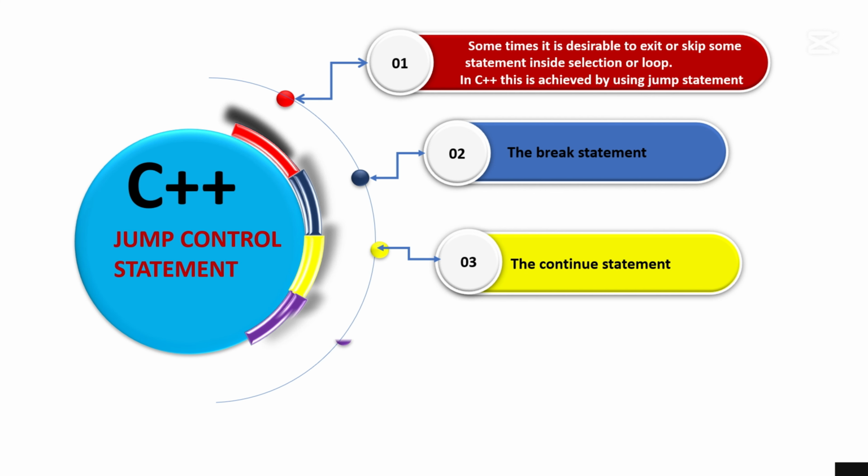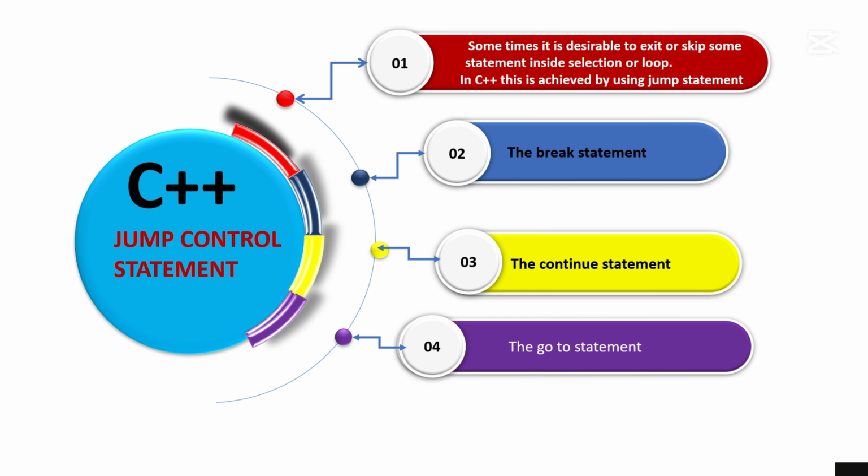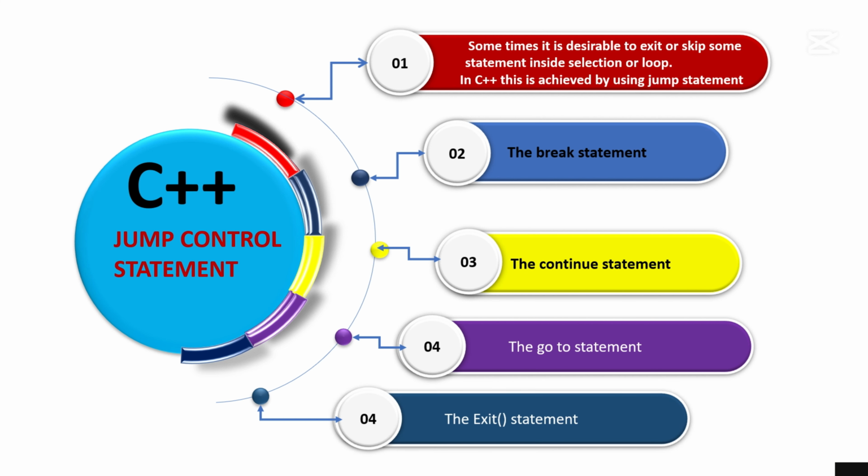Now there is another one, which is the goto statement. This is used when you want to go and execute some piece of the program based on a condition. And the last one is the exit statement. This is used when you want to exit the execution of the program, also based on a certain condition. So these are the main four categories of jump control statements.